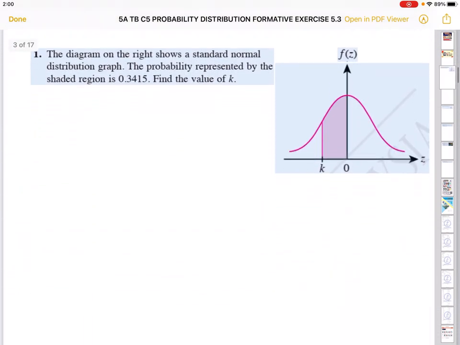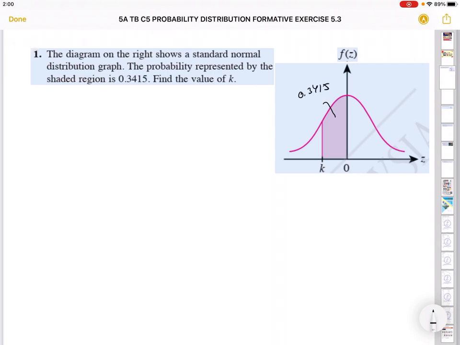So let's get straight to this. The first question: you're given a diagram that shows a standard normal distribution where the probability represented by the shaded region is 0.3415. So this area is 0.3415 and you're supposed to find the value of k.